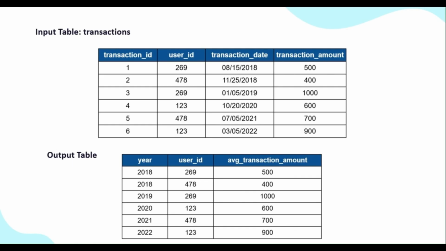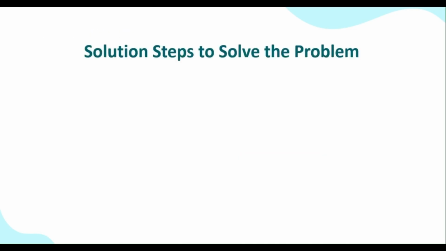Now let's take a look at the solution steps and the thinking approach to solve this problem. Our first step would be to understand the problem. Our goal is to calculate the average transaction amount for each user within the range of years between 2018 to 2022. So we need to group the data by year and user and then compute the average for each group. That's the very first step: just understanding what we need to calculate and what our goal is.